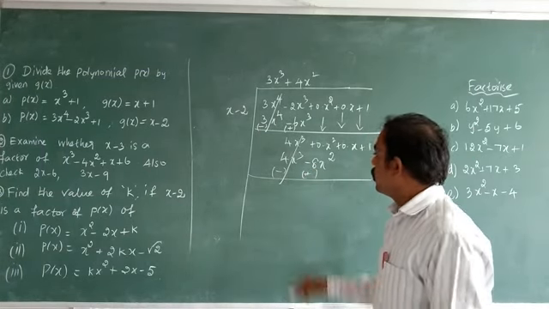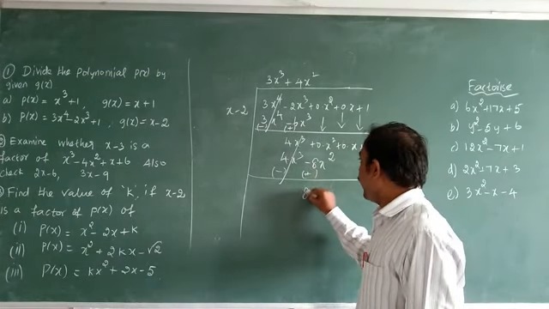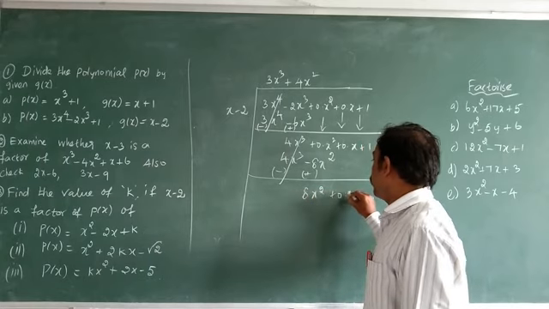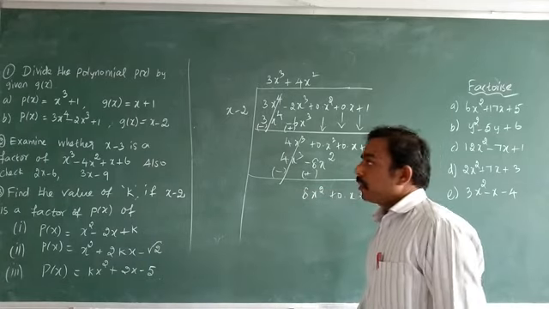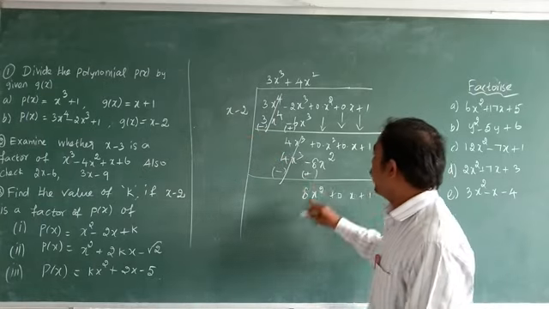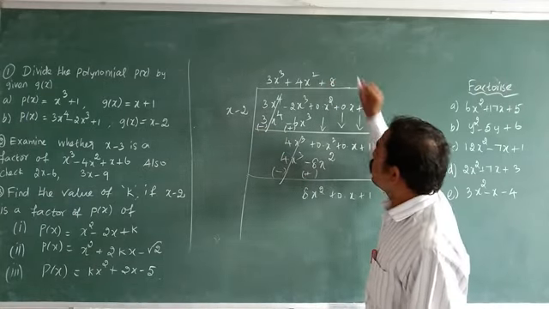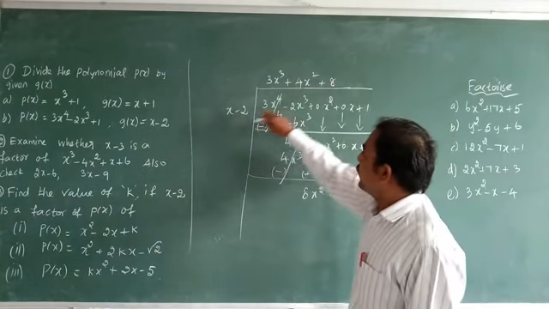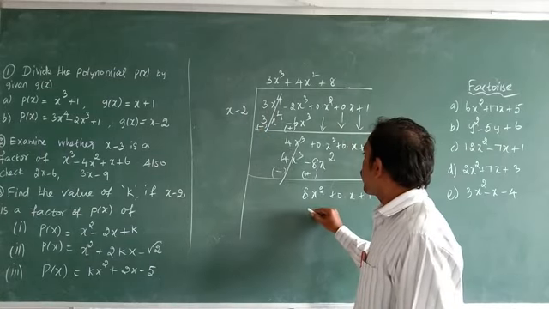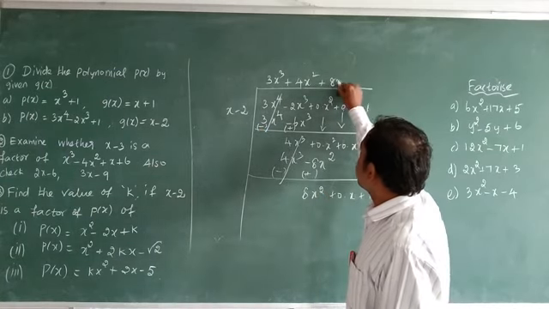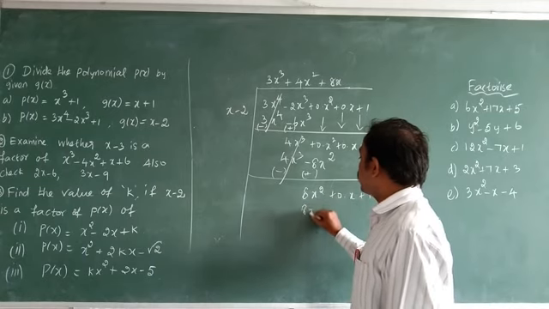Cancel this. So 0 plus 8. So 8x squared plus 0 into x plus 1. Now here x, here 8. X. So I introduce 8, so 8 into x. 8x, I need 8 into x, 8x squared.